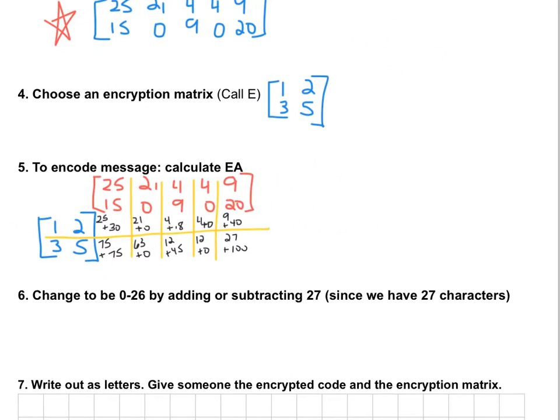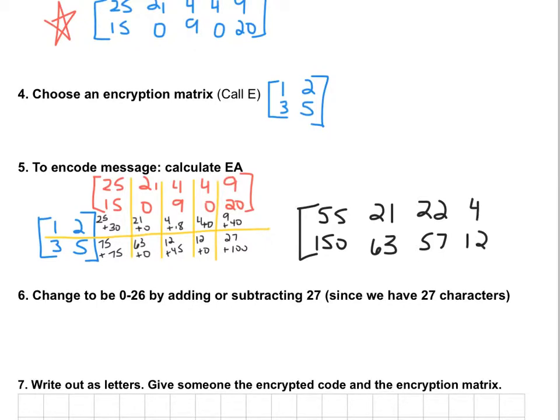Now we need to simplify that and write our new matrix. So I have 55, 150, 21, 63, 22, 57, 4, 12, 49, 127. Now, I need to be able to send a message to my friend and I need to translate it back into letters.